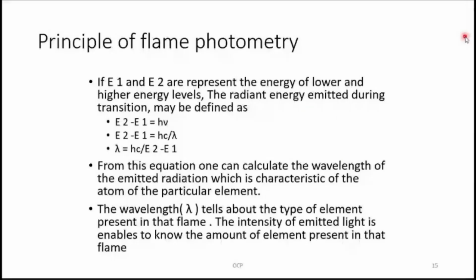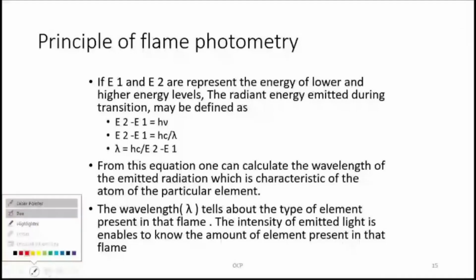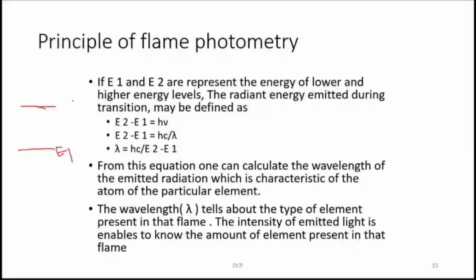Let us consider the energy differences of the electronic energy levels within the atoms. Let E1 and E2 represent the energy of the lower and higher energy levels; this is E1 and this is E2. These are two energy levels for an electron. The radiant energy is emitted during the transition from E2 to E1. There is electromagnetic radiation emitted here.